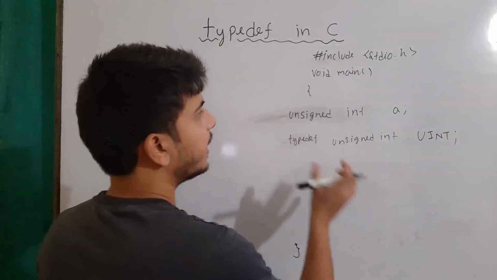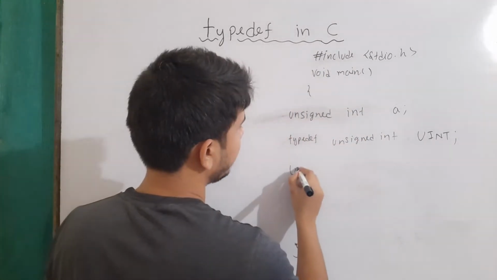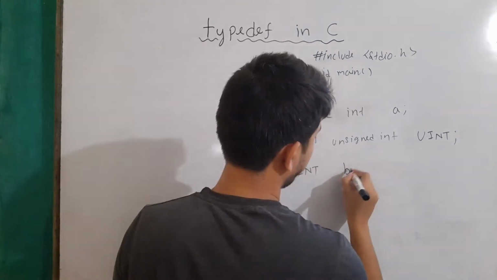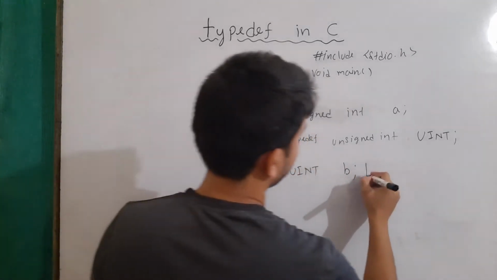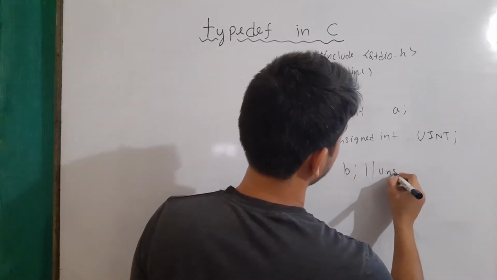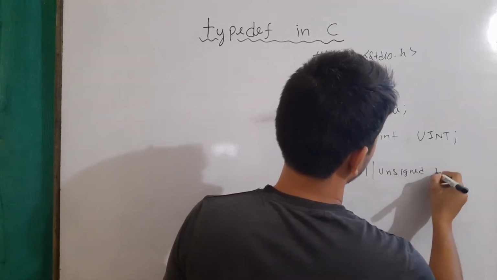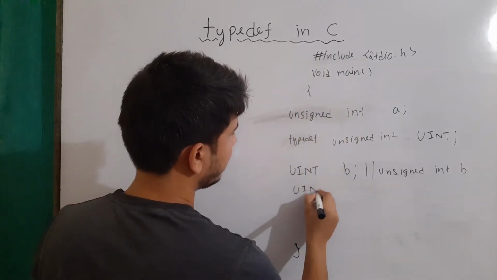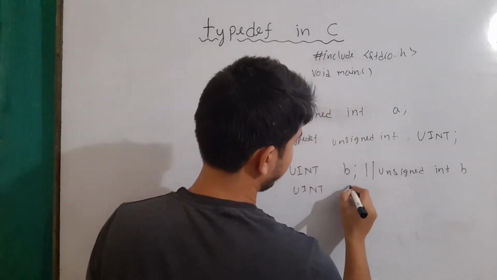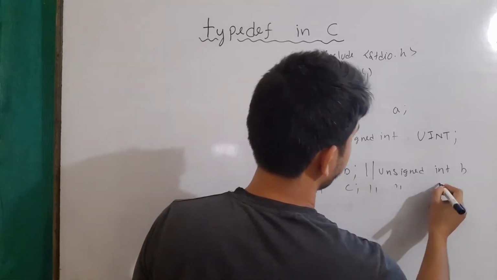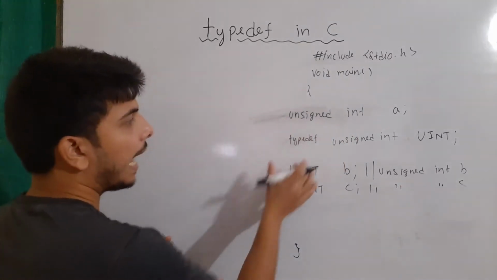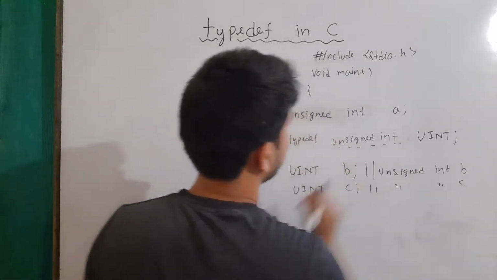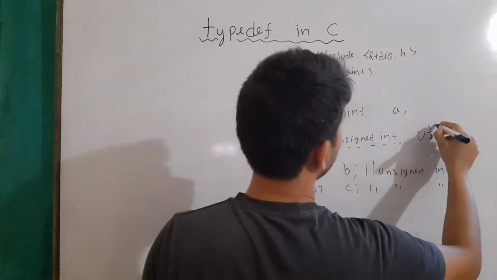So if I want to make an unsigned int variable, I can write uint and then, let's say, b. It is equal to unsigned int b. Similarly, I can also make another variable with uint with c. They have the same meaning, right? So typedef is renaming our data types, and this is our new name.